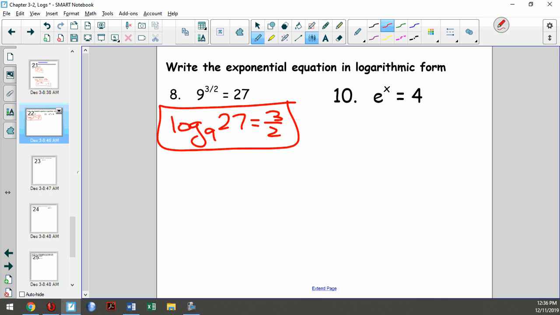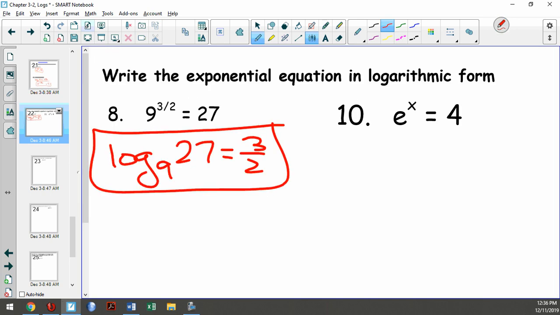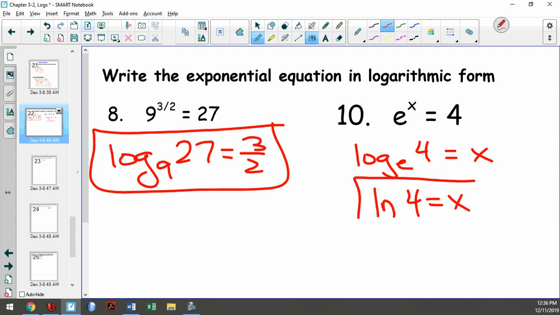Number 10. That's going to be a log. What is my base? E of 4 is equal to x. Will I accept this on your test or on your homework? No. What is log base e going to be? That has to be ln of 4 is equal to x. Do we understand that, yes or no? Okay. That's that set of instructions.